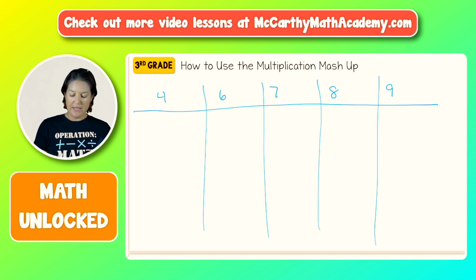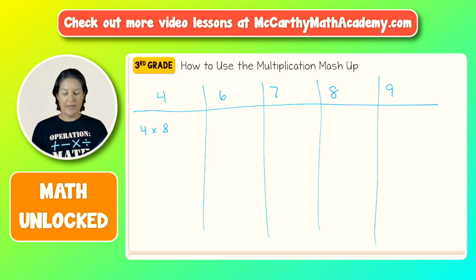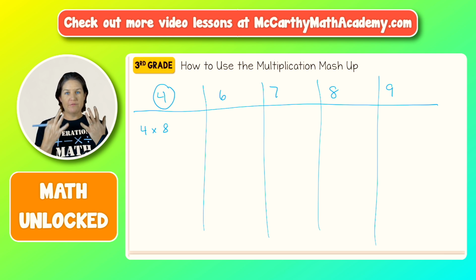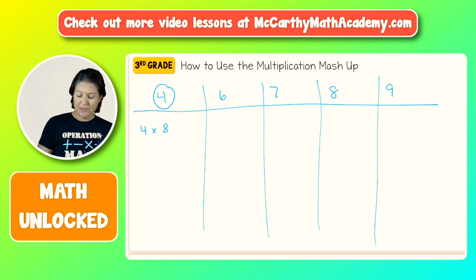Let's say that we had 4 times 8. If I know the 4 song, I can skip count by 4s until I have 8 fingers up. Ready? Here we go. So it'd be 4, 8, 12, 16, 20, 24, 28, 32. So equals 32.